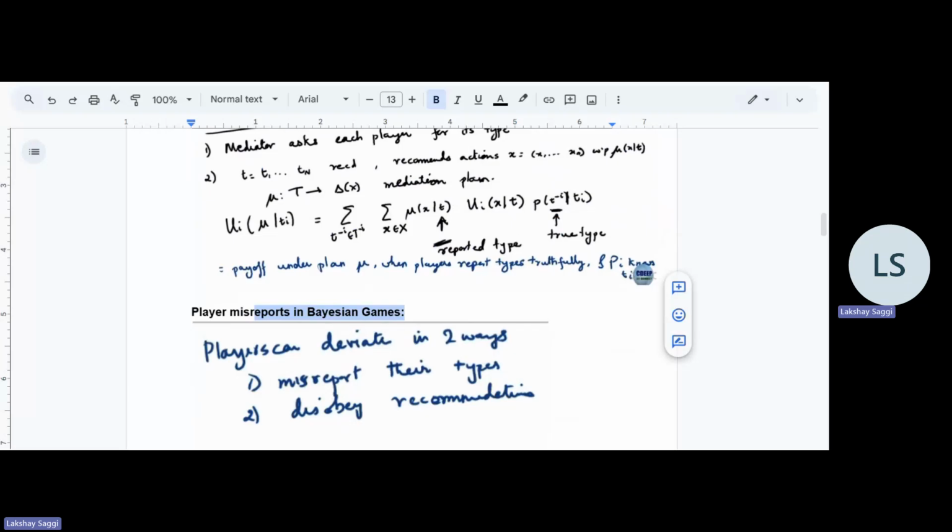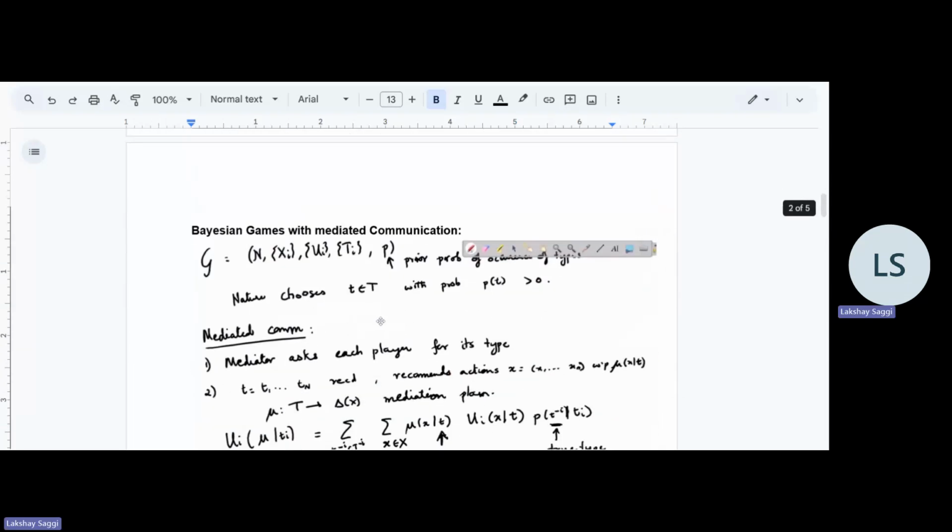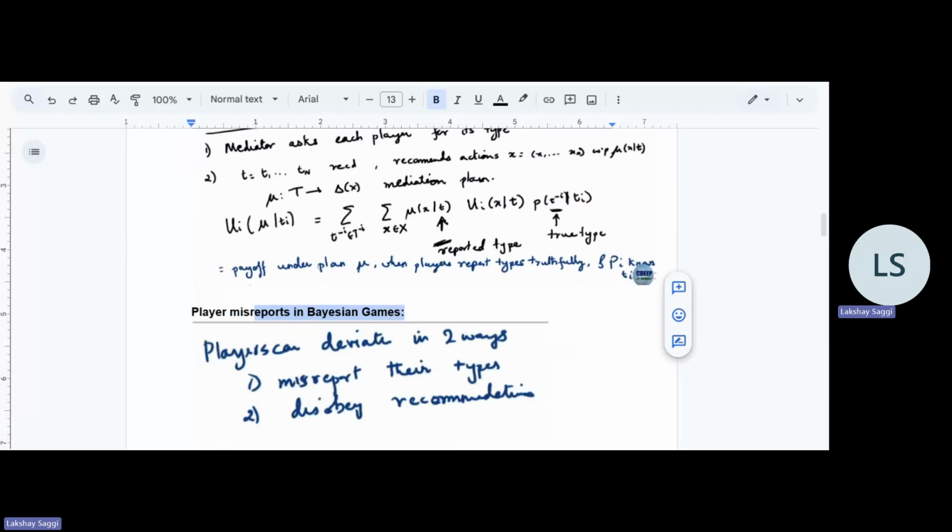So any player can misreport or deviate in Bayesian games in these two ways. Now again, like what we talked about in correlated equilibrium, a good mediator will be someone who suggests such plans, someone who everyone actually follows and reports the truth to.